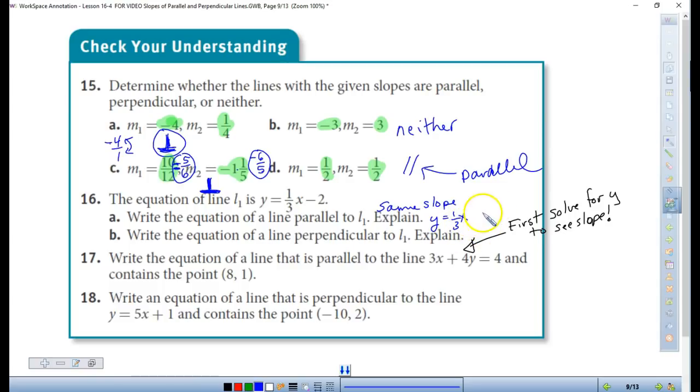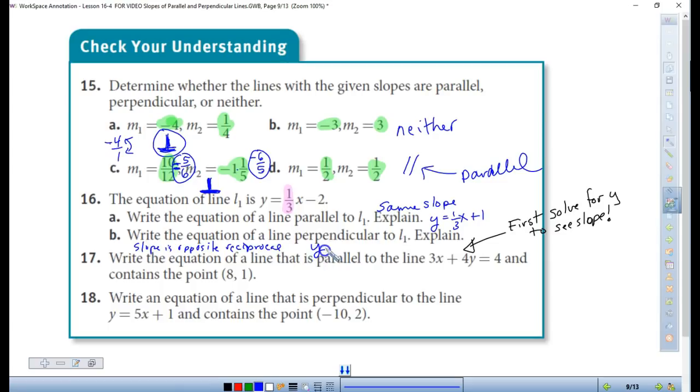Or even a 0, nothing there would be fine. I'll put plus 1. I like plus 1. All right, write the equation of a line perpendicular to L1. Well, we just have to take this slope. To be perpendicular, we have to take this slope, reciprocate it, flip it over, and change the sign. So explanation is slope is opposite reciprocal.